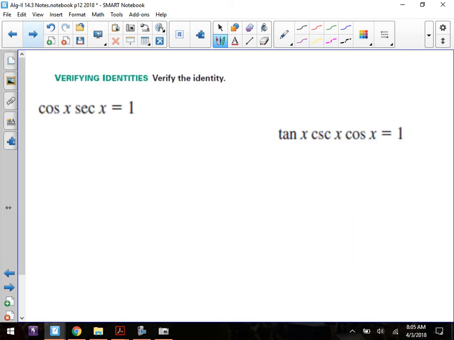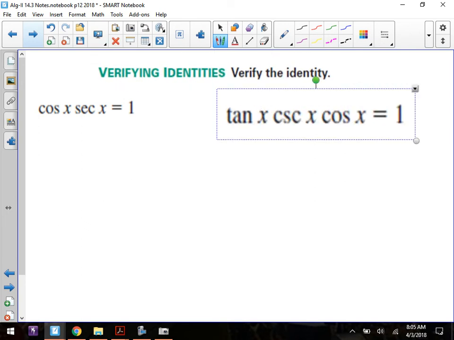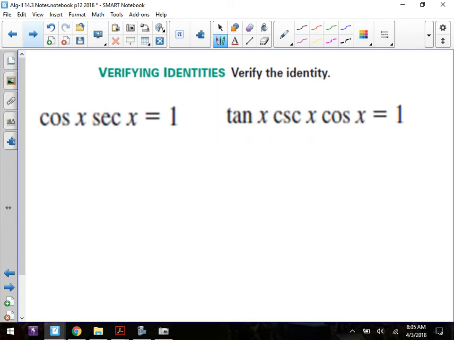Verify. Verifying identities means that you need to show that the stuff, and we generally are going to work from left to right. We usually do what they call a left to right verification. It is very rare that we do a right to left. So just keep in mind, you always want to show that the left equals the right.